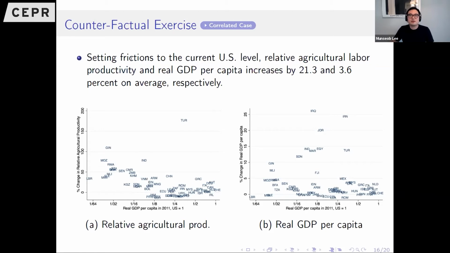So by setting the frictions to the US level, the left-hand side is the relative agricultural productivity. That increases mostly in the low-income countries. And then I can also calculate and show you the real GDP per capita. But I should tell you that in the model, there is also the income effect. Once you remove the friction, that means that the transfers are not going to the male workers, so that reduces the income of the male workers.